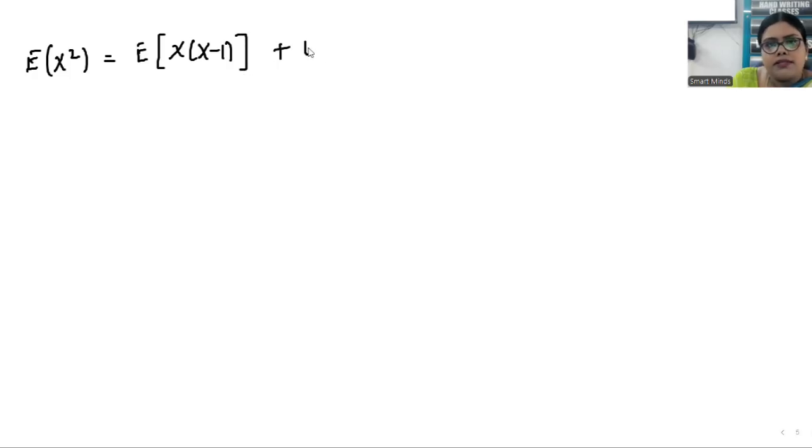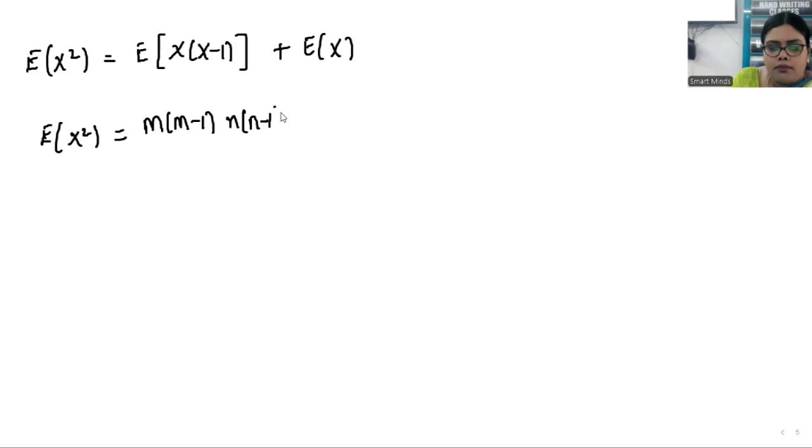Now let us find out E of x square. So E of x square is E of x into x minus 1 plus E of x. Now we got the value for E of x into x minus 1. That is m into m minus 1 into n minus 1 by capital N into capital N minus 1, plus, what is the value of E of x? E of x is nothing but mean. We already derived the formula for mean. That is mn by N.